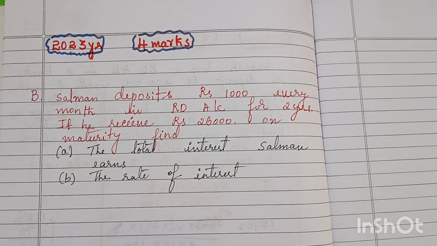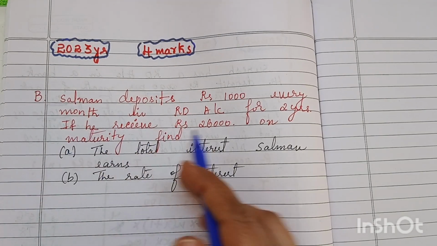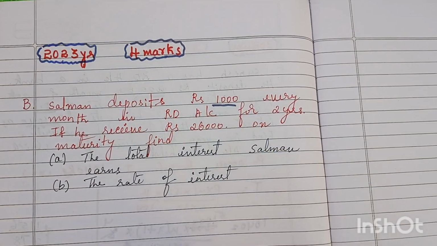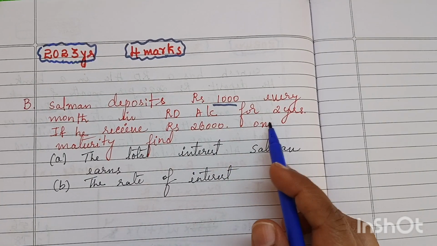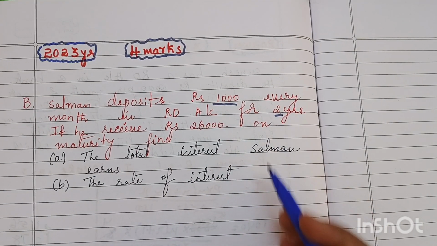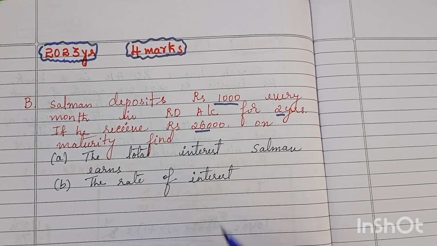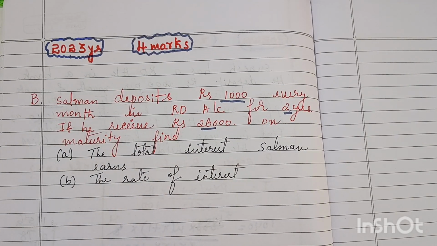2020-23 year repeated question, 4 marks. Salman deposited 1000 rupees every month. So deposit amount is 1000 rupees. And he held the account for 2 years, so number of years is 2. He received 26,000 on maturity. So that is the maturity value.